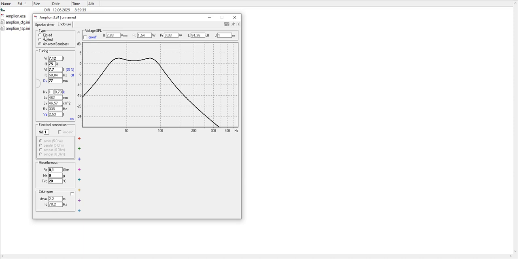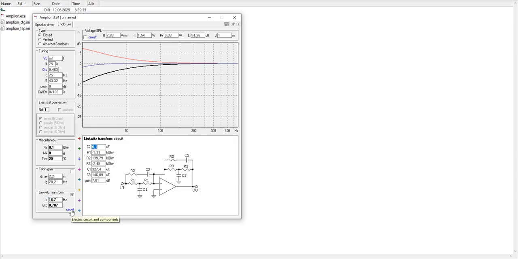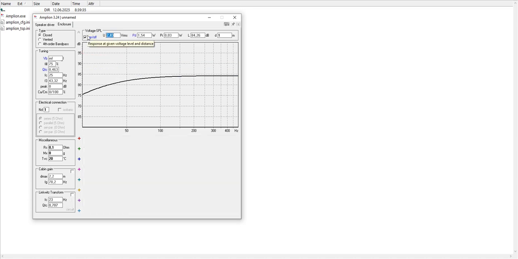In a closed box, you can use the Linkwitz transform to reshape the low-frequency response. It allows you to extend bass response or adjust system alignment, enabling deeper bass at the cost of increased power demand and cone excursion. Enabling the voltage SPL section allows you to change the graph to the sound pressure level at a specified voltage at a given distance.